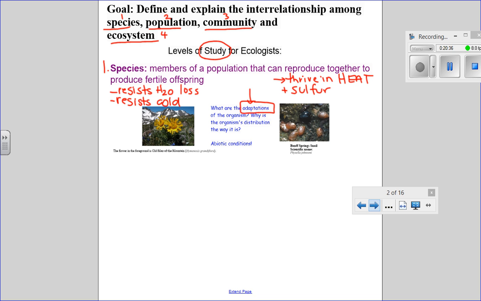And so generally, when we look at a species and we look at its adaptations, this will tell us about the organism's distribution. In other words, where it lives. And since we're just talking about where the organism lives, because we're only looking at one species, we are generally studying just the abiotic conditions at this particular level of study. So that's one thing that we would study. Abiotic conditions about the environment where the organism lives and what it has that allows it to live there.